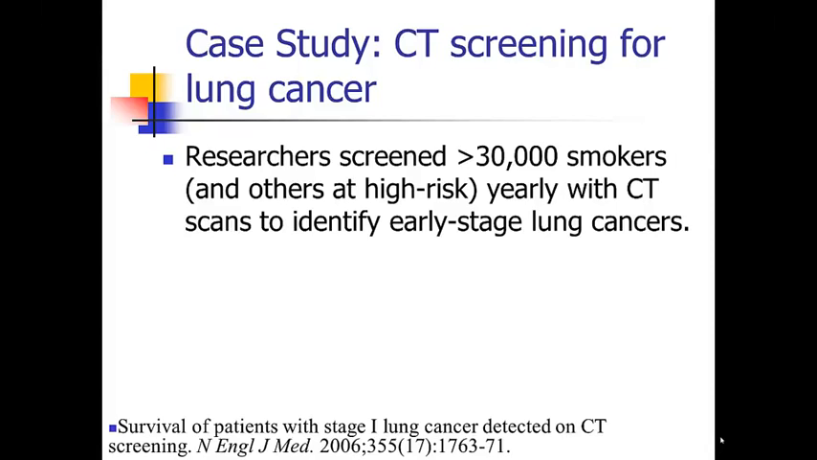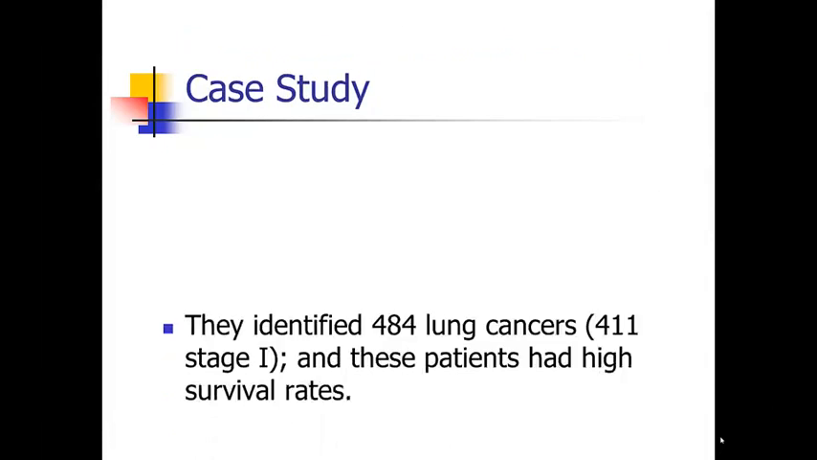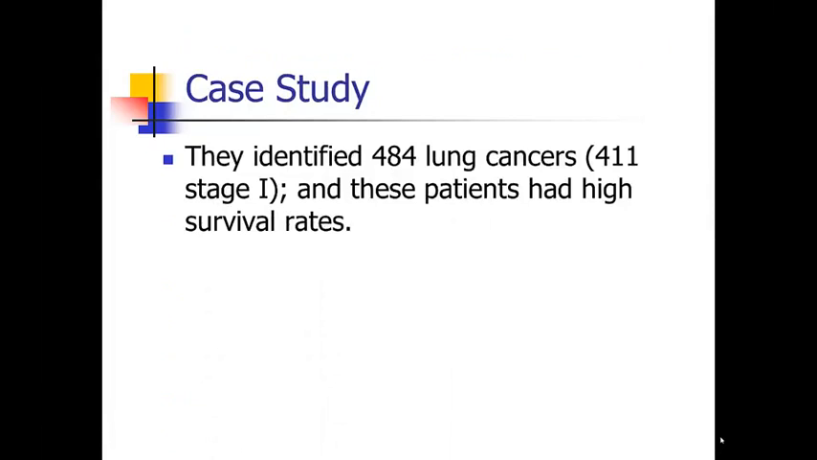But a paper came out in the New England Journal of Medicine in 2006, which seemed to show at first pass that CT scanning indeed was effective. Researchers screened more than 30,000 smokers and other people who are at high risk of lung cancer annually with CT scans to try to identify early stage lung cancers. And they did indeed, out of those more than 30,000 people, identify 484 lung cancers. Most of them were in stage 1, and that's very atypical. Usually for lung cancer, you're identifying things that are later stage.